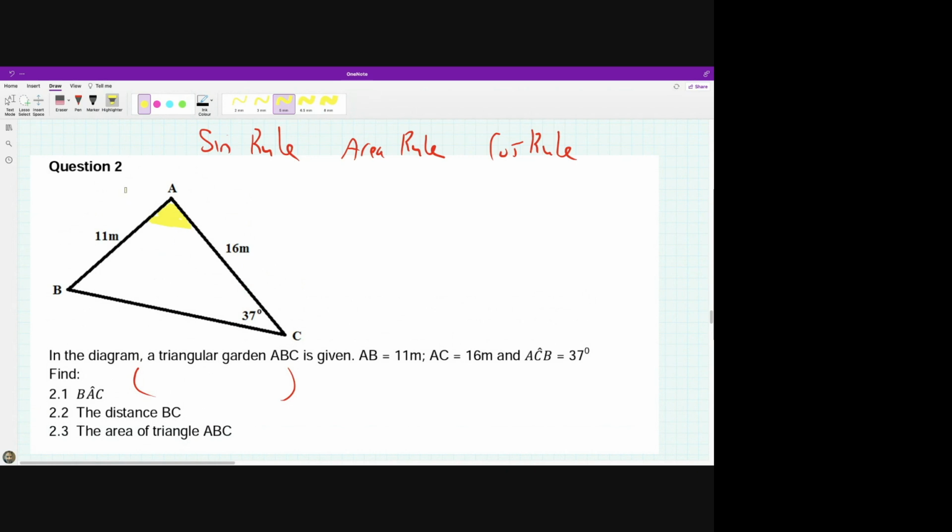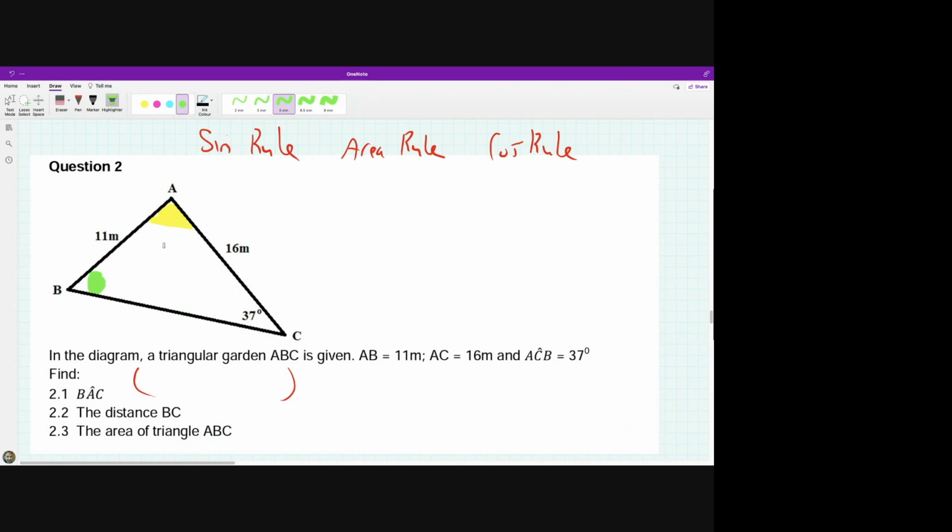Okay, now here's the thing. The correct tool to use is actually the sine rule in this case. Actually, no, I lie. Let's have a look. If I want this, is there something that I'm missing? That's 37. You know what? I think we need to find this angle over here first. And if we find that angle and we know that one, we can work out that one.